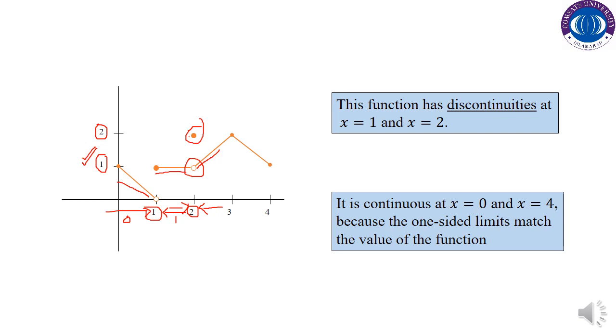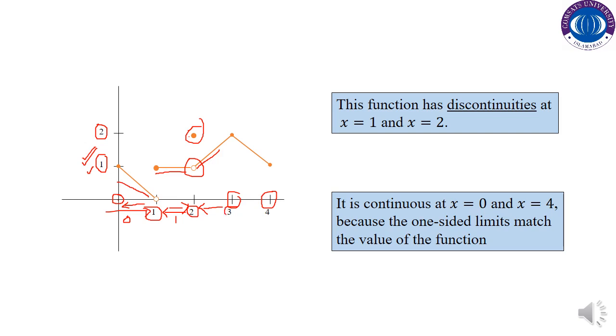Now the points 0, 3 and 4. At these points the function is continuous. At point 0, as this is the boundary point, there exists only a one-sided limit, and that will be the right hand limit, because the graph exists only on its right side. So the one-sided limit is equal to 1 and the value of the function at 0 is also 1. So this is continuous at 0.